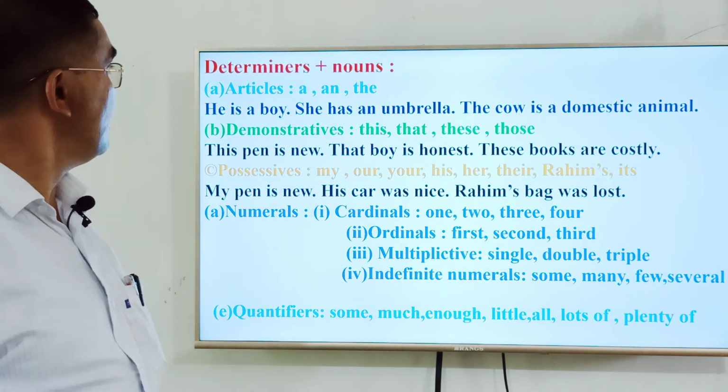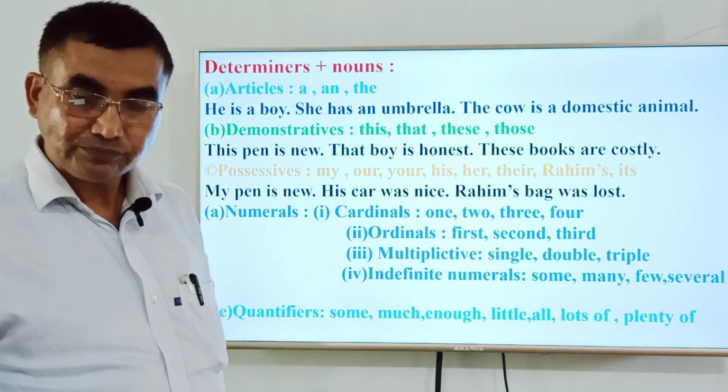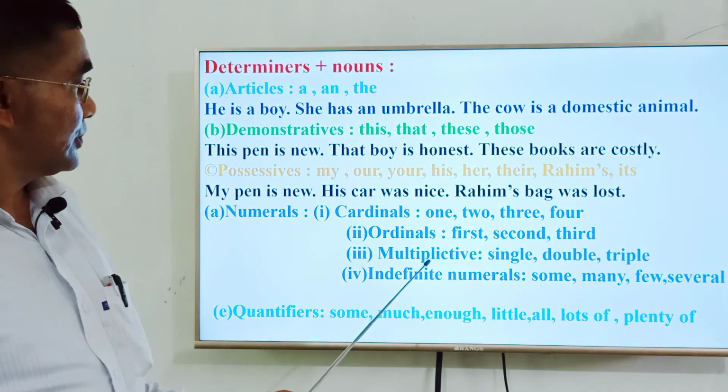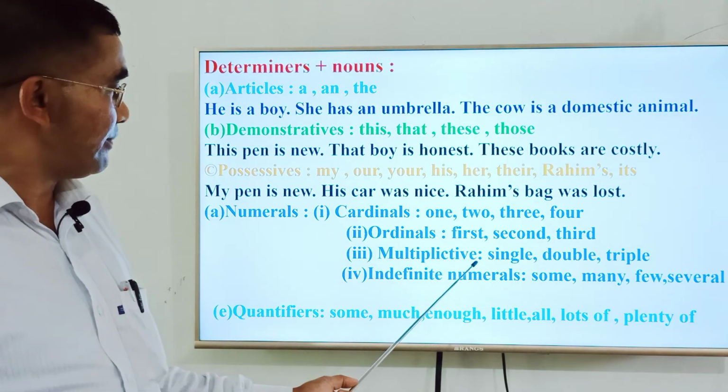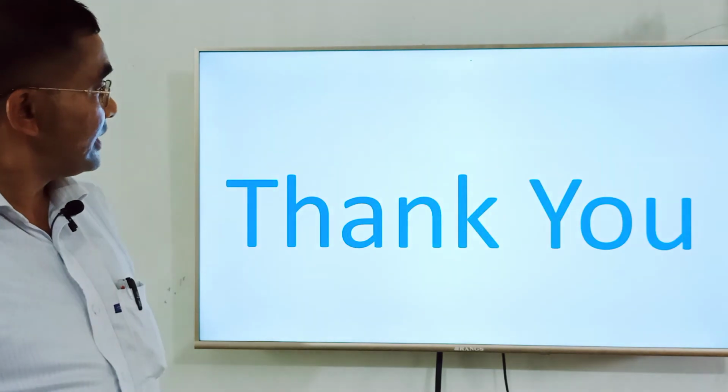So these are the determiner words. Students, I want to tell you about the spelling of multiplicative, C-A-T-I-V-E. Okay, next in the next slide.